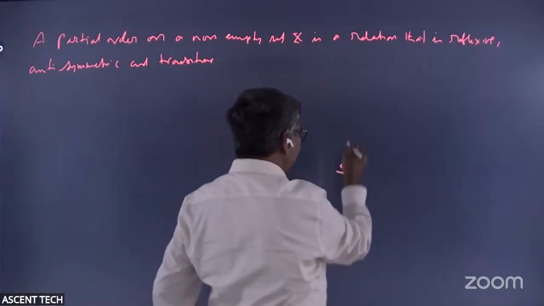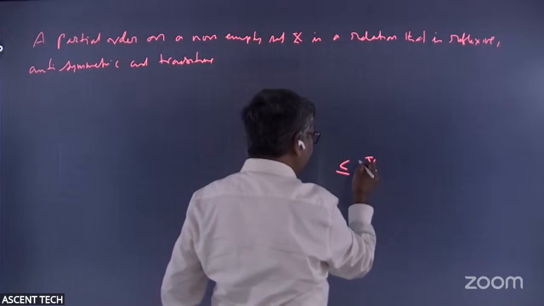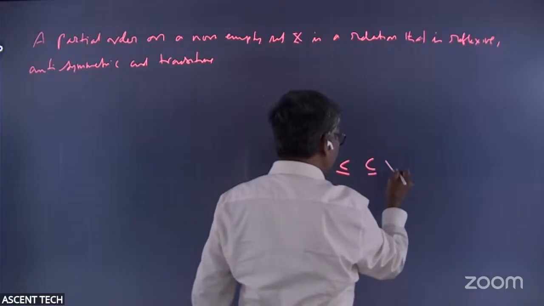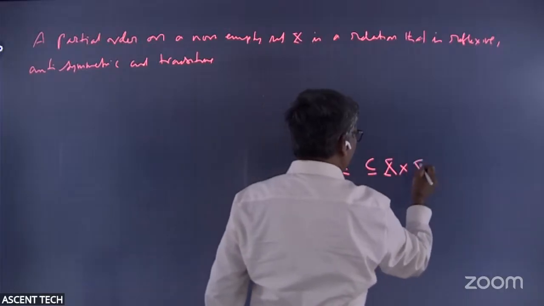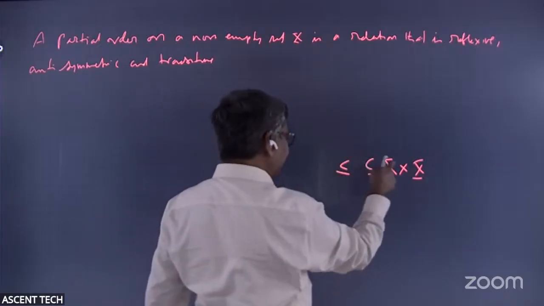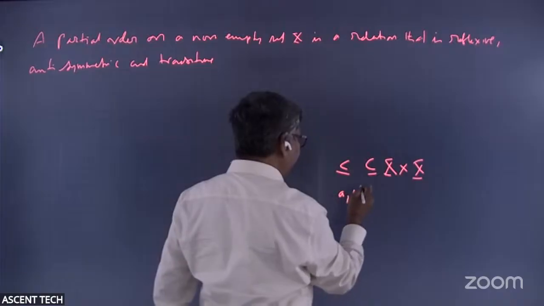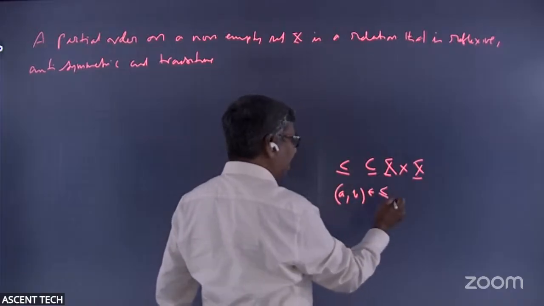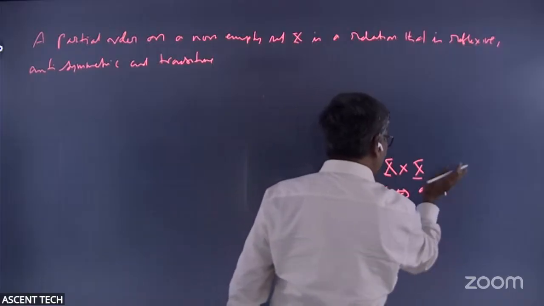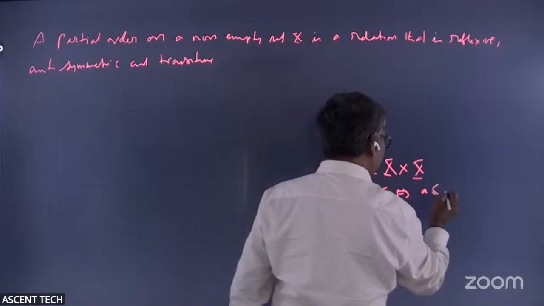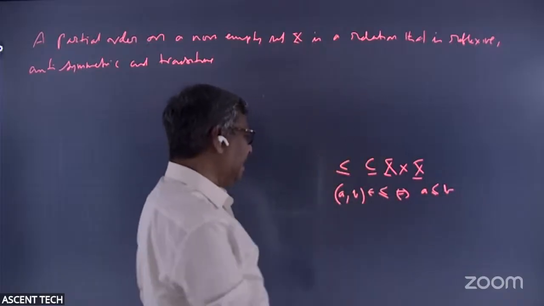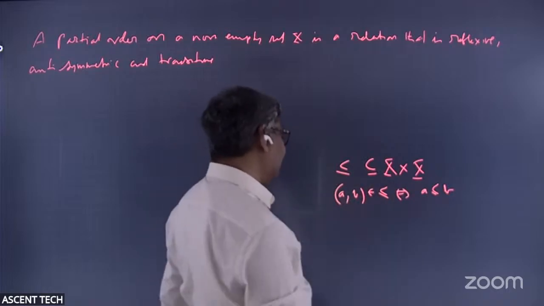For example, I have the set X. Any subset of X cross X is what a relation is, and I will say this is the relation. A relation can be ordered pairs. If an ordered pair AB is in the relation, I will write that A is less than or equal to B. That is the notation. So instead of saying A is less than or equal to B, I say AB is in the relation less than or equal to, in that sense.